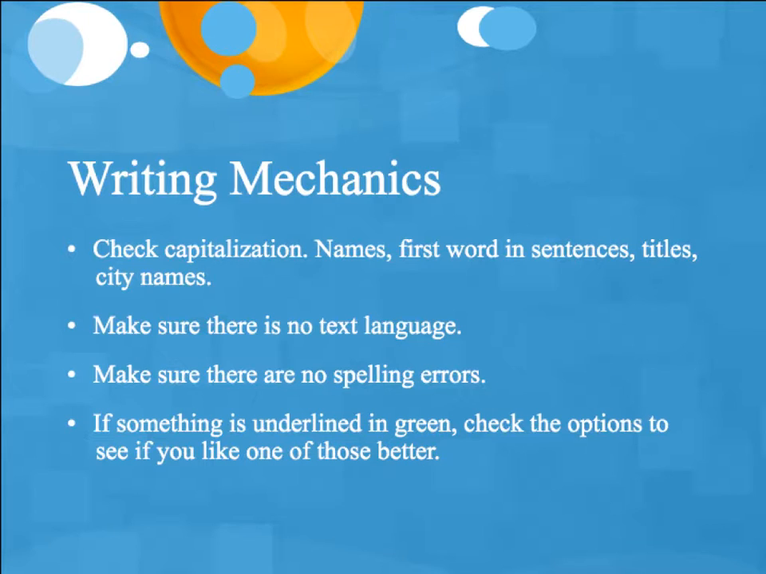Make sure that there are no spelling errors. If there's anything that goes underlined in red, double check it. See if you can find the correct spelling, and make sure you look through the list of options that comes up and choose the best option. And lastly, if something's underlined in green, check the options to see if you like one of those better. Sometimes the grammar check isn't always entirely correct, or it's not necessarily the best way to say something. You get to make that decision, but you should at least know what it is that they think you should be saying so you can decide.